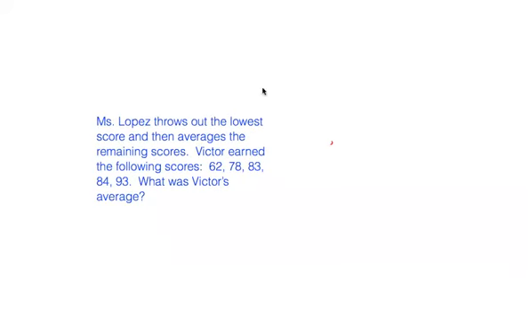Let's do another one. So Ms. Lopez throws out the lowest score and then averages the remaining scores. Victor earned the following scores: 62, 78, 83, 84, 93. What's Victor's average? Well, of course, this is a pretty easy problem. We're just going to throw out our lowest score and then add the remaining scores divided by 4. So we'll have 338 divided by 4, and that turns out to be 84.5.